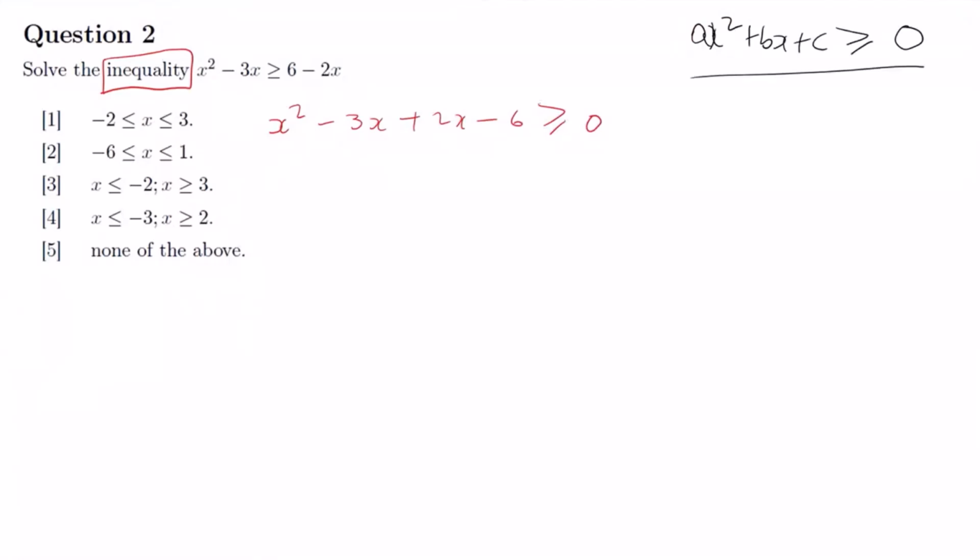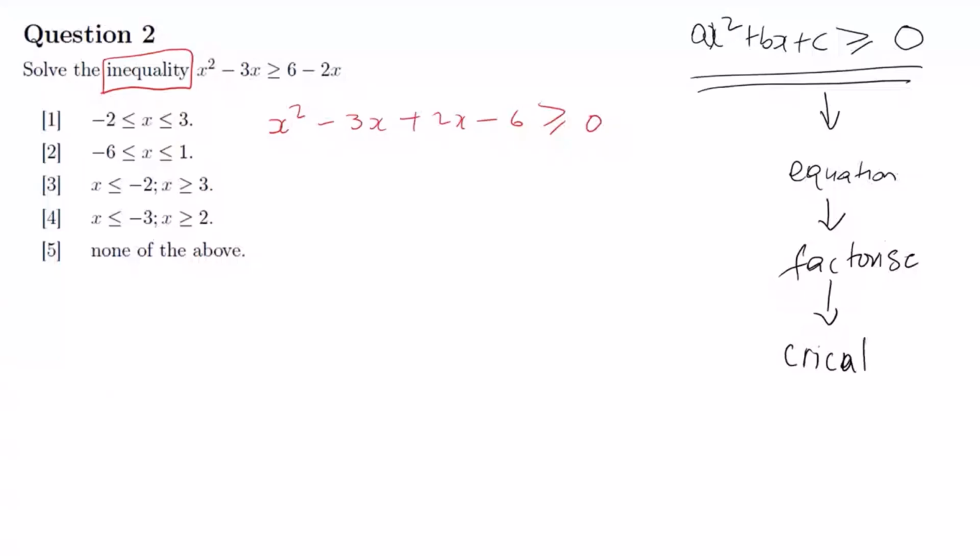Okay, once I put it in this form, I'm going to write it as an equation and factorize. Equation, factorize. You factorize to get your critical points, critical values. Once you get your critical values, you go and get your number line. So you follow all of these steps.